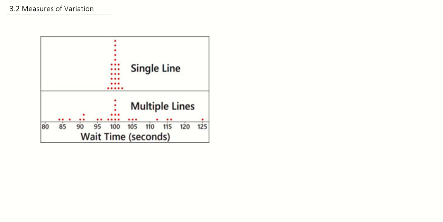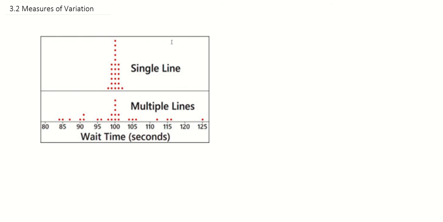This video is about measures of variation. To know what variation is, let's look at the graph over here. This shows the wait time of a business in single line or in multiple lines.